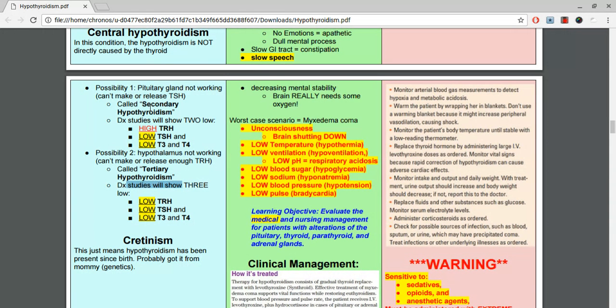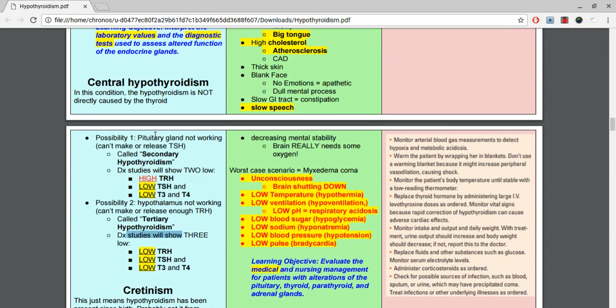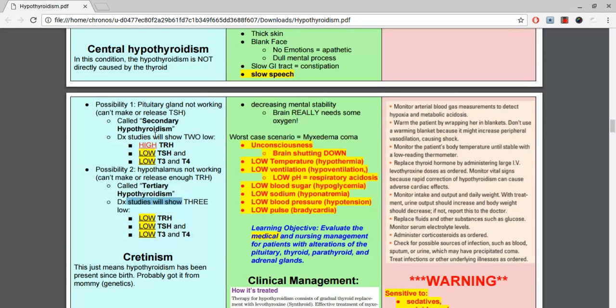And the secondary hypothyroidism was two things being low, if you remember. I'm just comparing and contrasting the two. Okay? And with primary, it was just one that was low, which was just the T3 and T4. So let's review this again. Primary, only one is going to be low. Only the T3 and the T4 are going to be low. In secondary, two things are going to be low. The TSH and the T3 and T4. Okay? In tertiary, all three things are going to be low. The T3, T4, the TSH, and the TRH, okay?